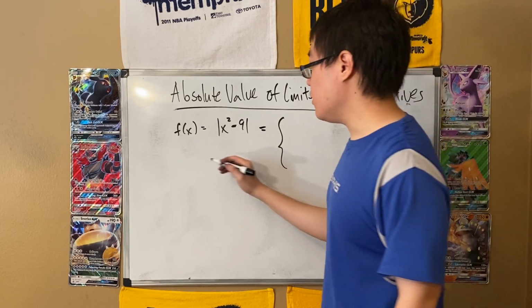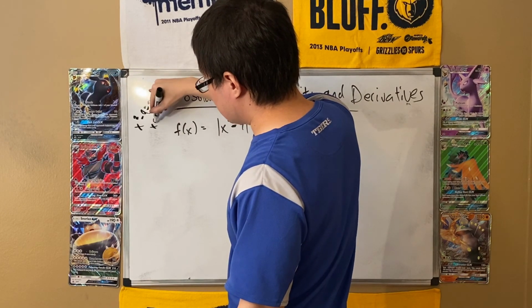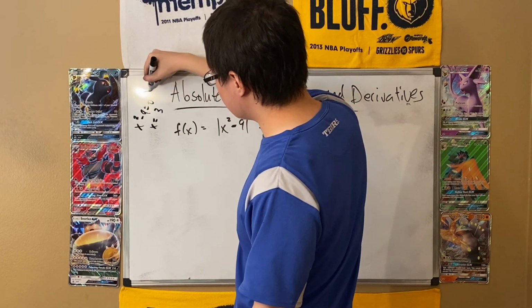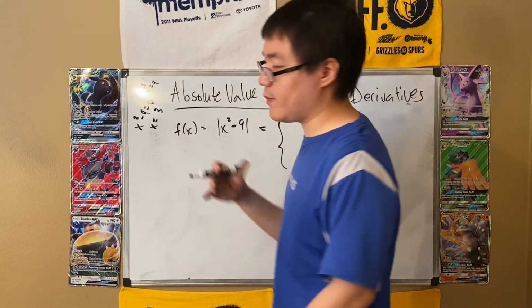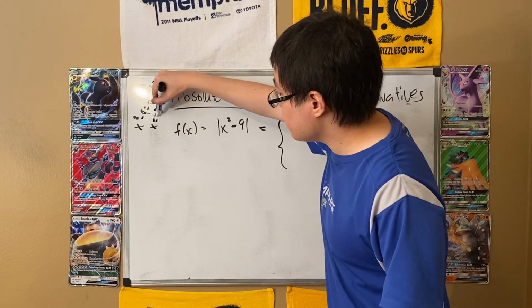What makes this 0? Well, I can do that work on the side. x squared minus 9 is equal to 0. That means that x is equal to 3, because you get x squared is equal to 9. So remember, when you take the square root, you do need plus or minus. So it's plus or minus 3.